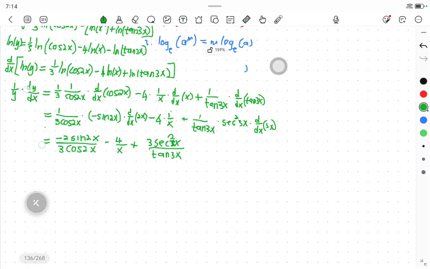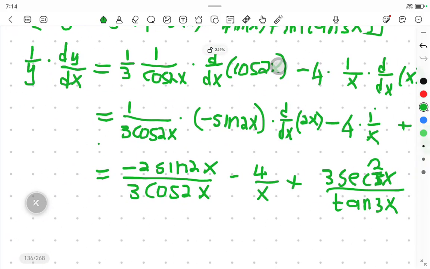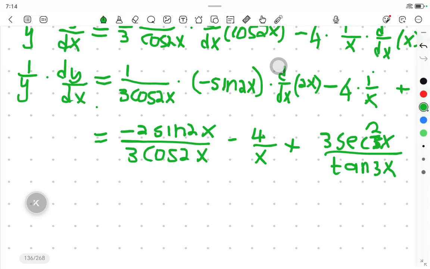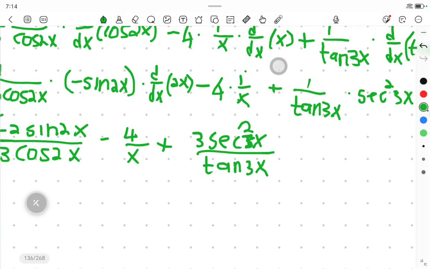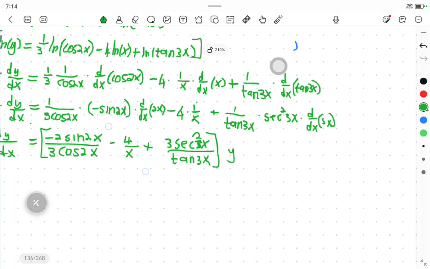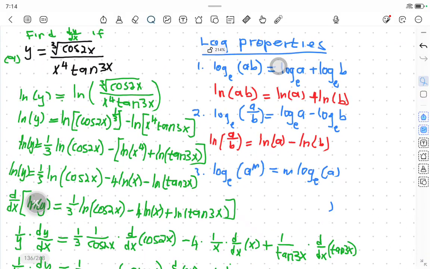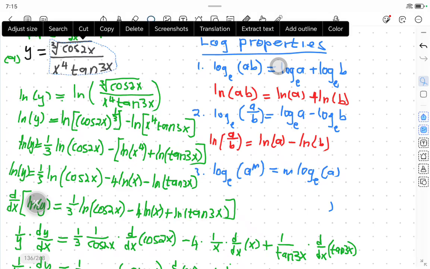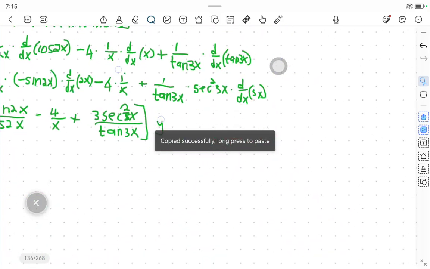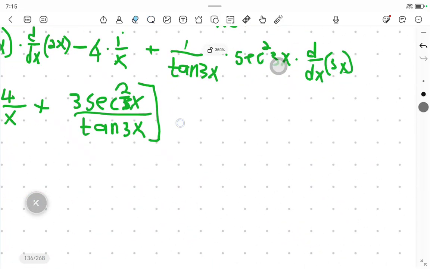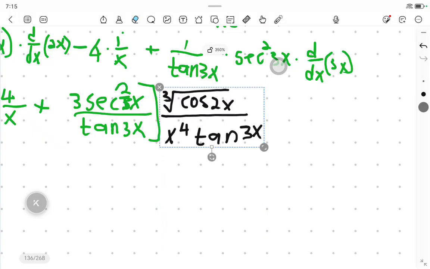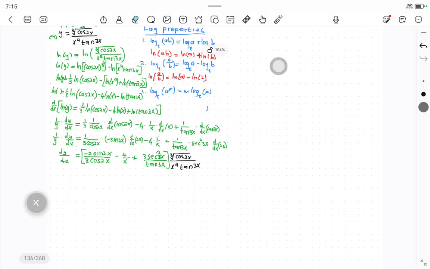Now when we look at the left hand side, remember here we had 1 over y times dy over dx, right? And then here we can just have dy over dx, then we multiply both sides by y, and then that y will come here. And remember, what is y? We know from the beginning that y is this, so I can just easily copy this y and paste it there. So it's times this function. Then this will be our derivative.